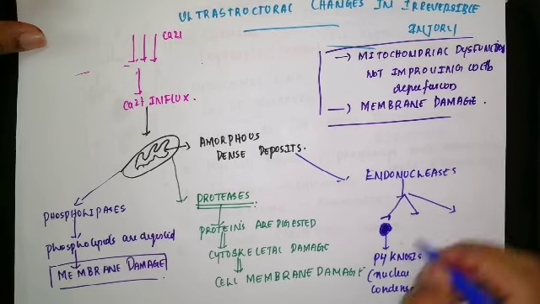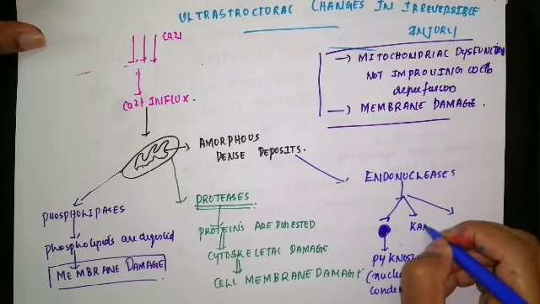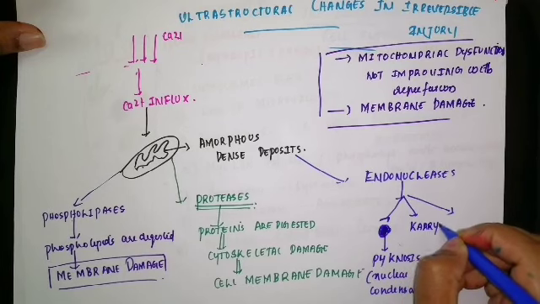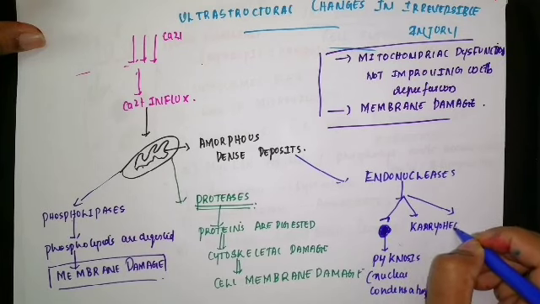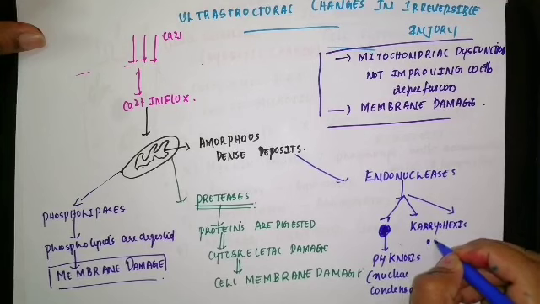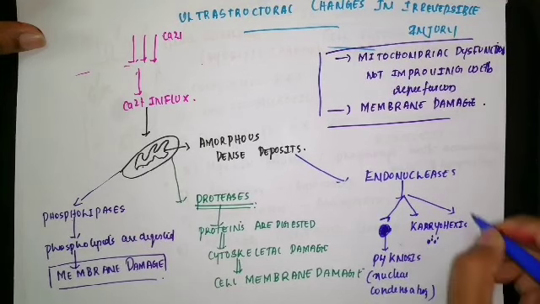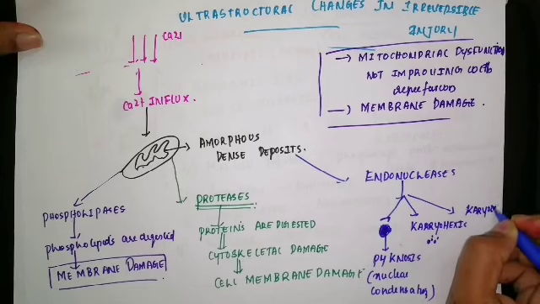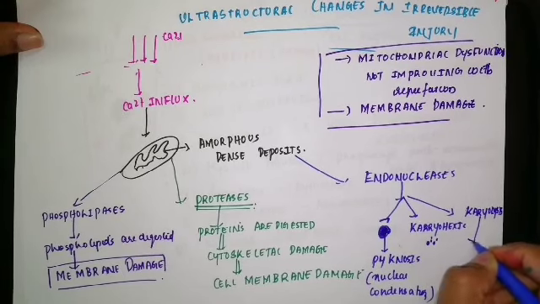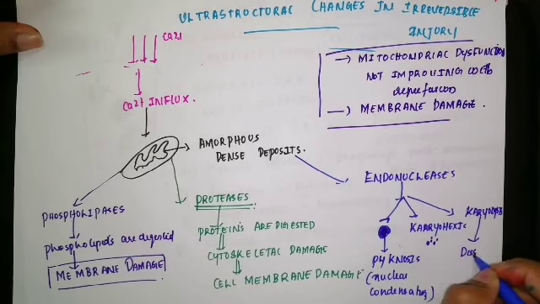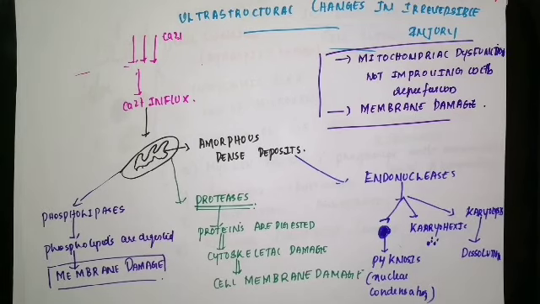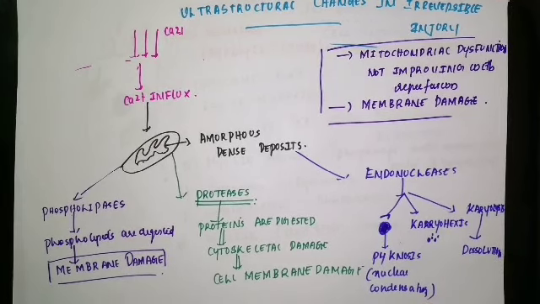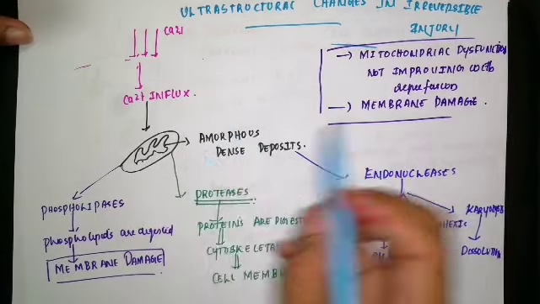And the other change is karyorrhexis. Karyorrhexis means splitting of the nucleus. And karyolysis. Karyolysis is actually dissolution of the nucleus.